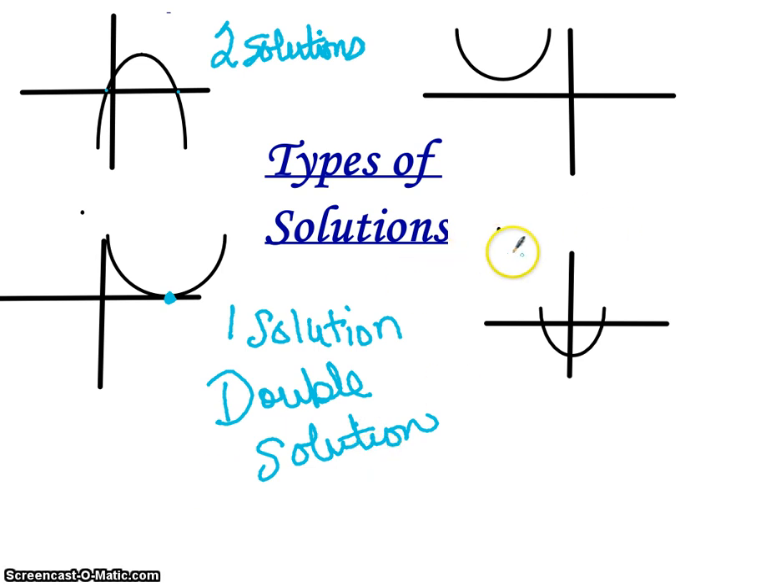Now on this one here at the bottom as well, I'm still touching, even though this one is going down and it has a max and this one is going up and it has a min, I'm still touching in two spots. So I have what? That's correct. I still have two solutions.